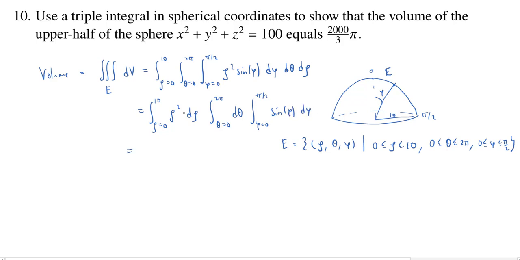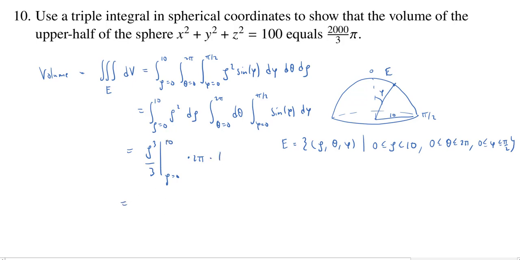All right, so this first one I'll actually compute out. So we get rho cubed over 3. Rho goes from 0 to 10. The second one is quite easy because it's a constant function 1. So we're just asking what's the length of the interval. Of course, that's 2 pi. And the third one is this common integral that we've done again and again, where you ask what's the area under the sine curve between 0 and pi over 2, and the answer to that is 1.